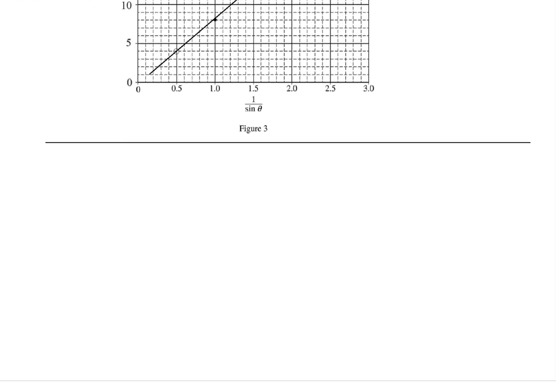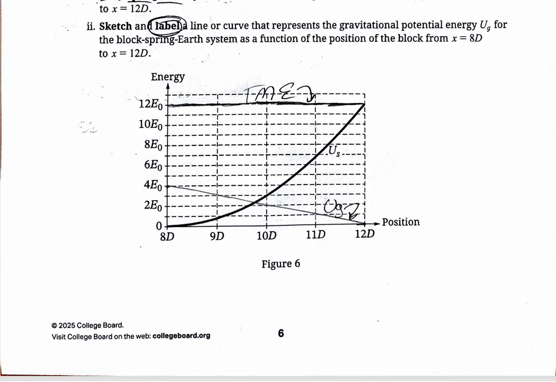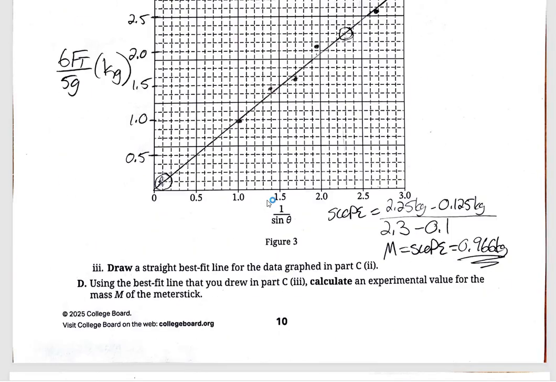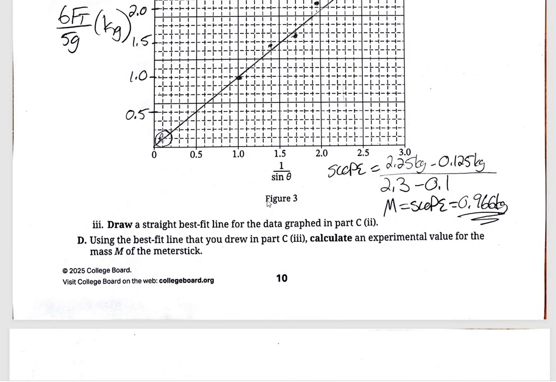Then the last thing was to draw the best fit line. Using that best fit line, calculate the experimental value. That means do slope. Notice here, I've written the word slope. I don't write M because remember, M is mass. And if you're not solving for mass, you're wrong. So write slope. Turns out my slope is mass. I wrote M equals slope equals that.